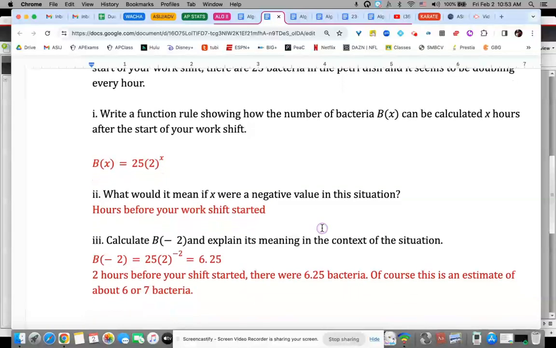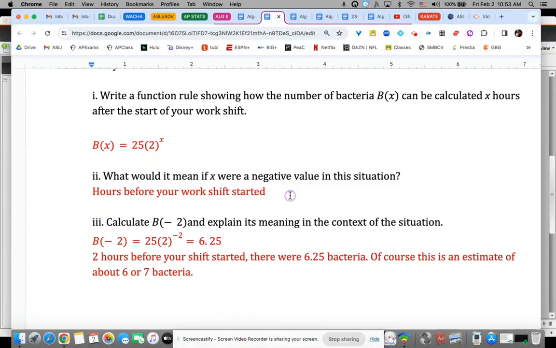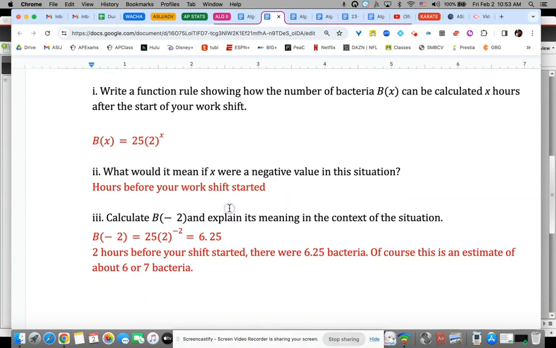Okay, so what would it mean if x was negative? Well, it's hours, so if x was negative, that's negative hours, right? So if you have b to the negative 2, that would be like 2 hours ago, right? And you can do that. Just put in a negative number. 2 to the negative 2, that's the same thing as 1 over 2 to the positive 2, because you can flip it over and change the sign, right? So that's like 1/4. It's just a quarter. And then 25 times a quarter is 6 1/4, right? You just halve and halve again. So 2 hours before you started, there were 6.25 bacteria in there.